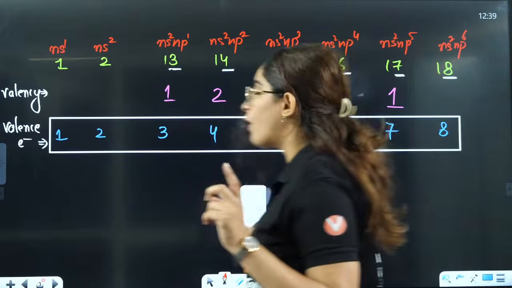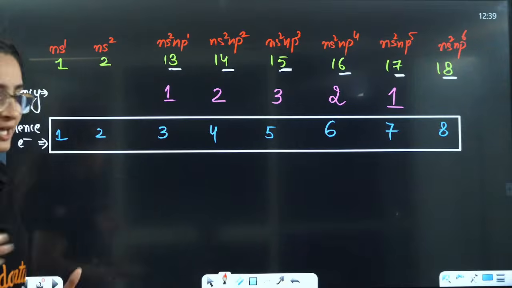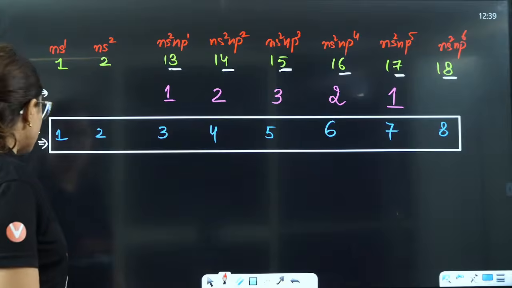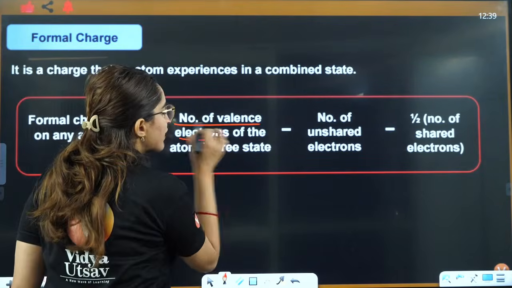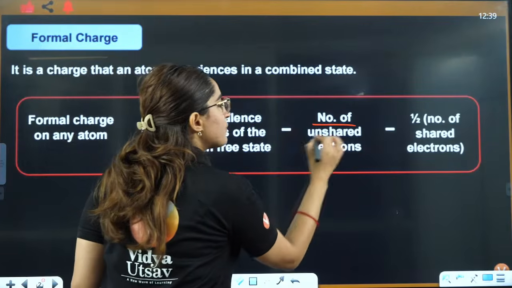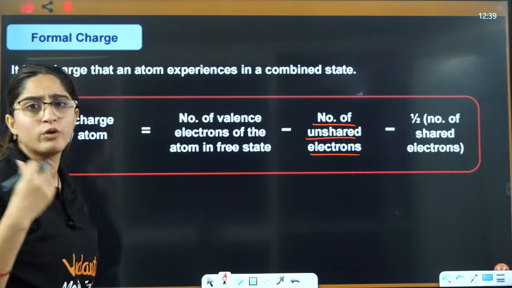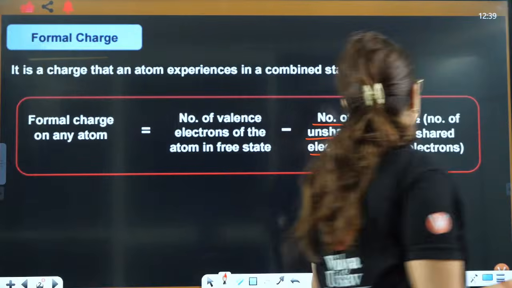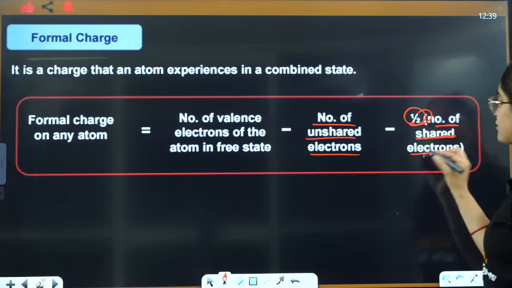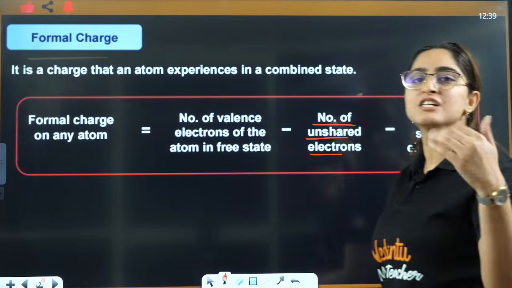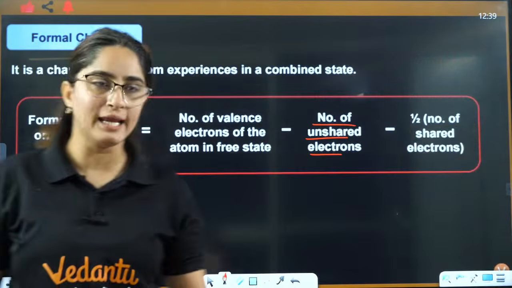So that should be on your tips. You just see the element and you don't need all of these things. What is the formal charge? Number of valence electrons of that atom minus number of unshared electrons, maybe lone pairs are there or any negative charge is there, minus half the number of shared electrons, half the number of shared bond pair electrons, right?